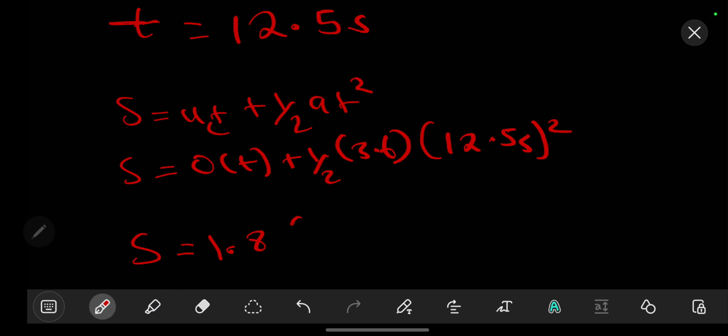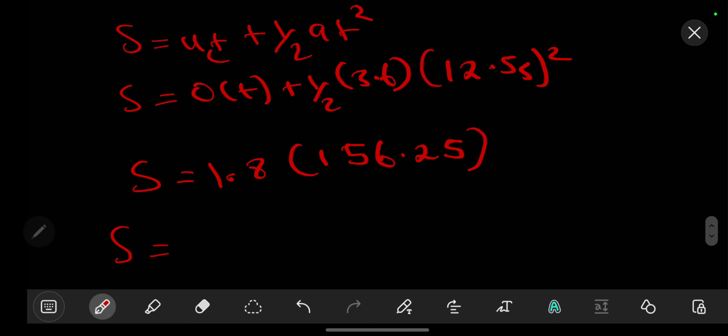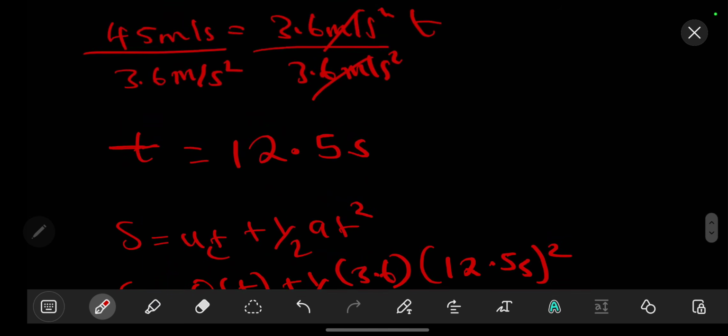This will give us 1.8 times 12.5 squared. This will give us 156.25. When we multiply by 1.8, we get s equal to 281.25 meters. So this is the distance that he will travel.